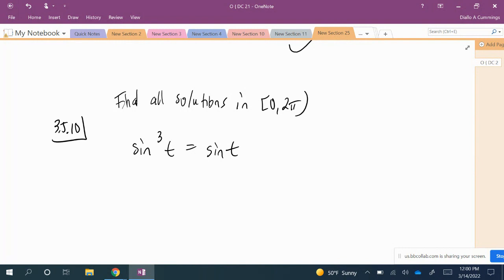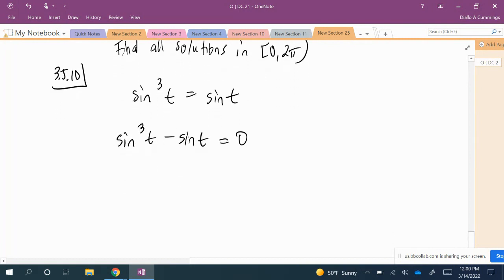So standard form just means to set it equal to 0. So I'm actually going to subtract sine t from both sides. So I have sine cubed t minus sine t is equal to 0. And then I'm going to factor. I'm actually going to factor out sine t. Right? So on the inside of the parentheses, I'm left with sine squared t minus 1.